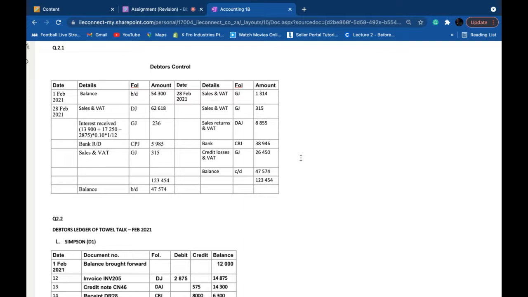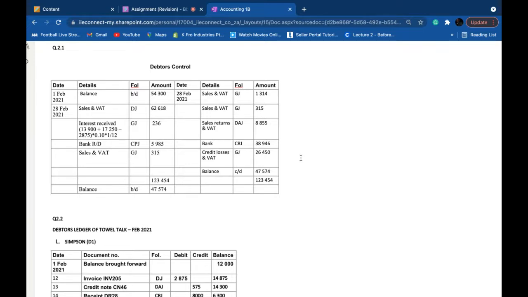But then again, we also need to reverse the settlement discount granted because we never got the money. Remember, we only give a settlement discount to encourage someone to pay early. Cool. So sales and VAT, can you see those were the contra accounts in the general journal? And then GJ, and then the 315.